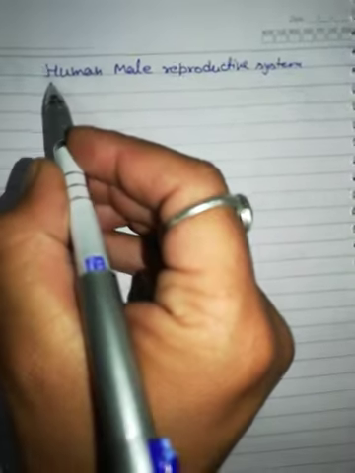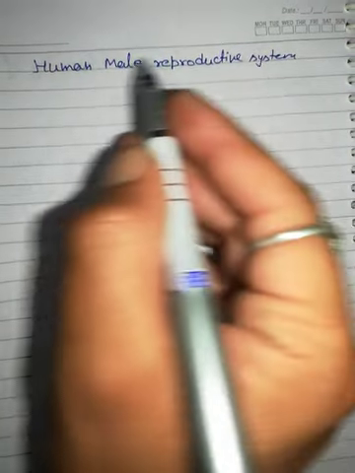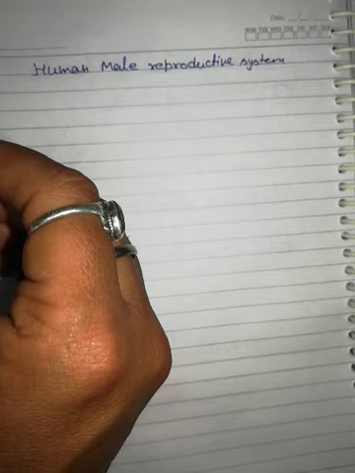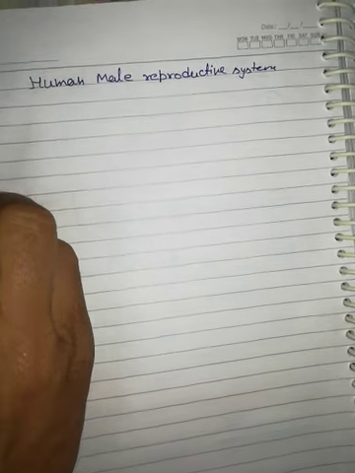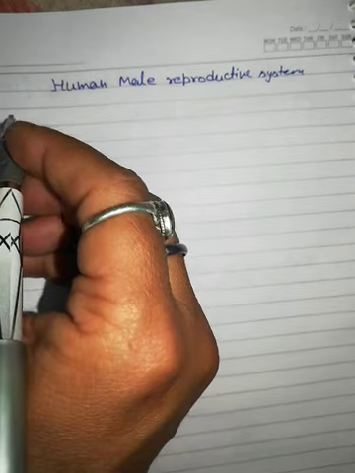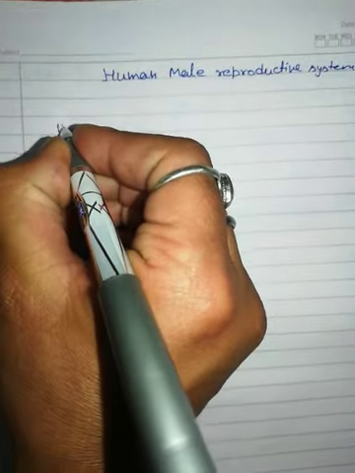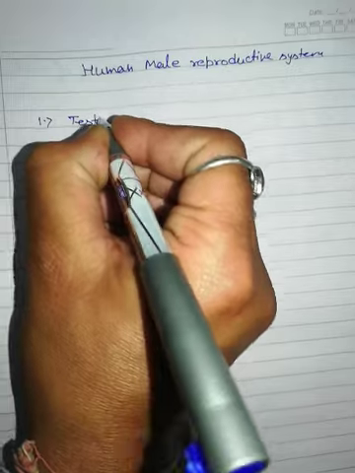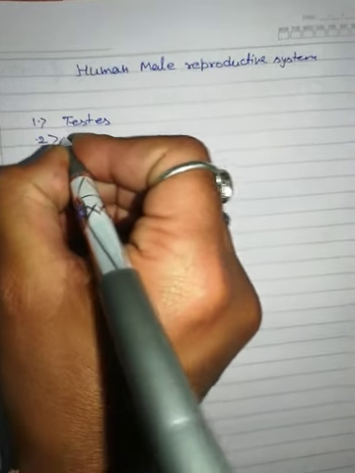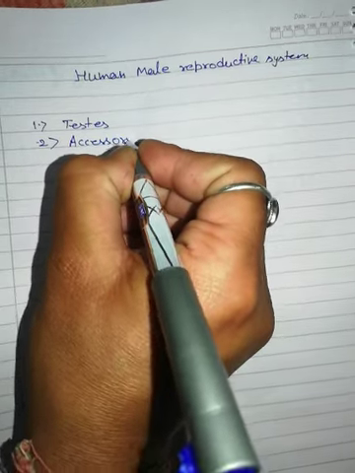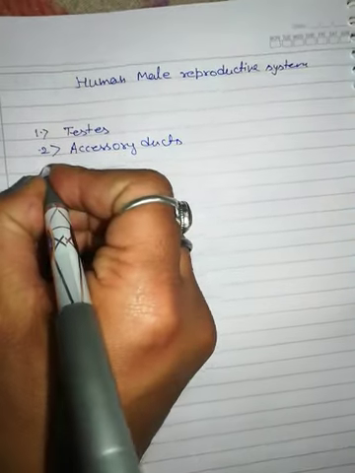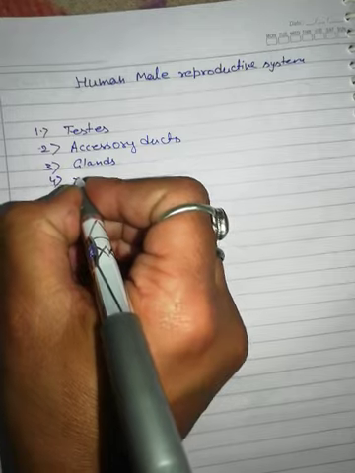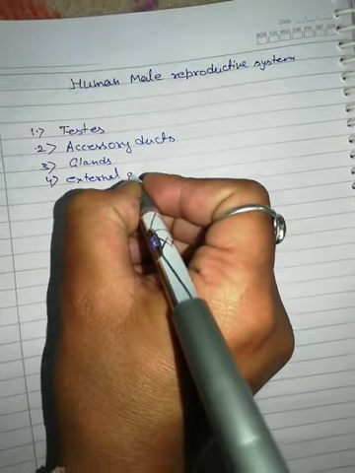Today I am explaining the topic human male reproductive system. Since we know that the human male reproductive system is located at the pelvis region of your body, and it consists of four major structures or components. It includes a pair of testes. Along with it, it has accessory ducts. Third, it has accessory glands. And fourth, it has external genitalia.